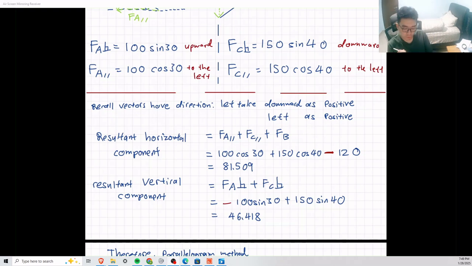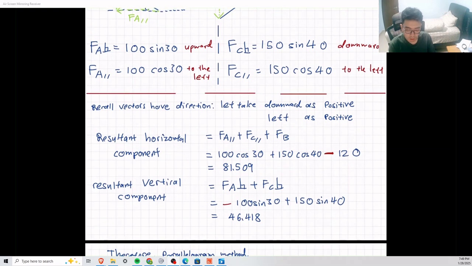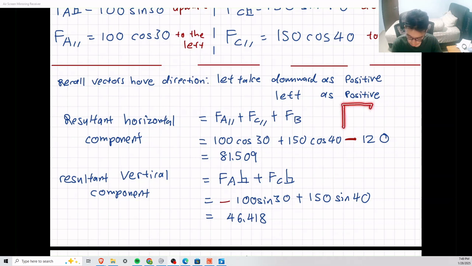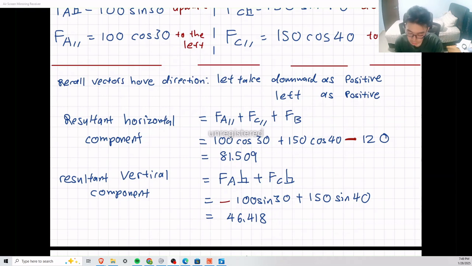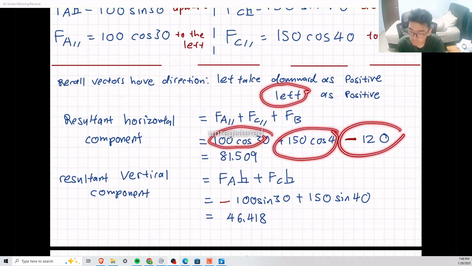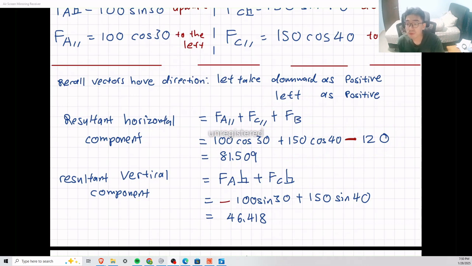So for the resultant horizontal component, what do we have? We have force A, force C, and the whole of force B, which is horizontal. Remember the box in your notes. The box is here, so I have force B, force A horizontal, and force C horizontal. Then I add them up. When I add them up, you remember I take left as positive. Force B is to the right, so I need to put a negative sign. In the end, I should be able to get 81.509.